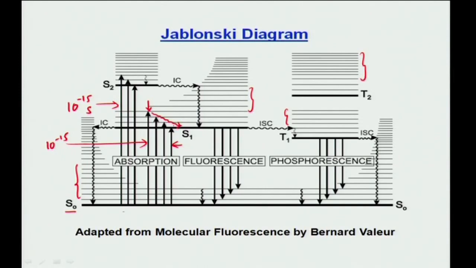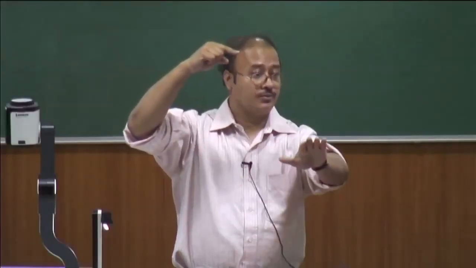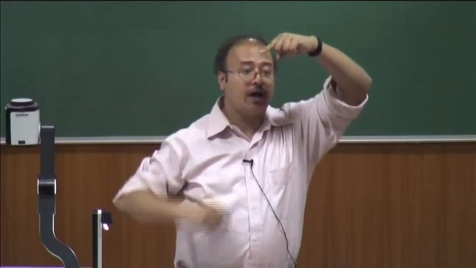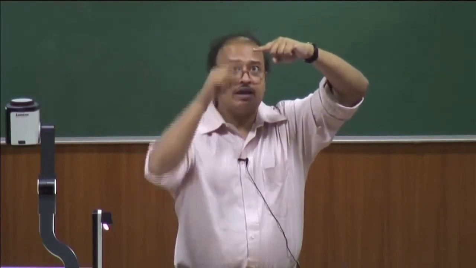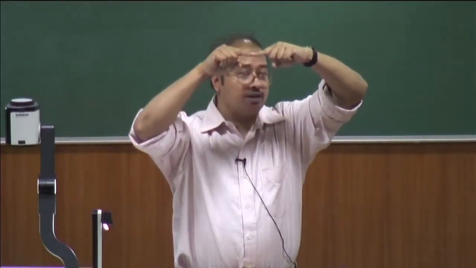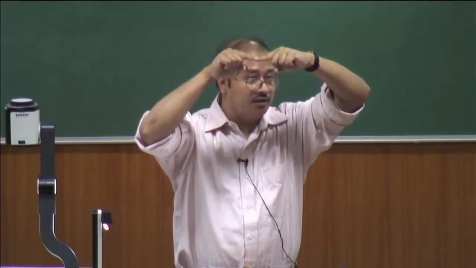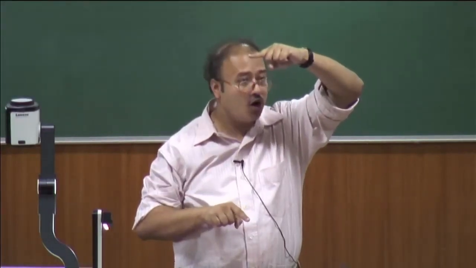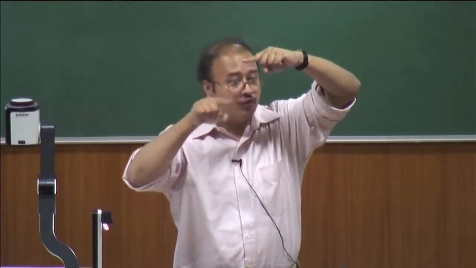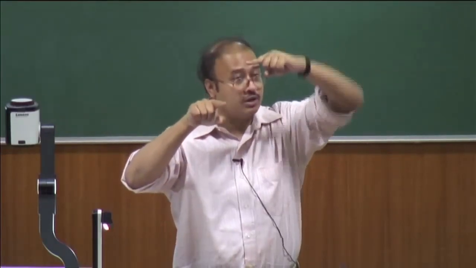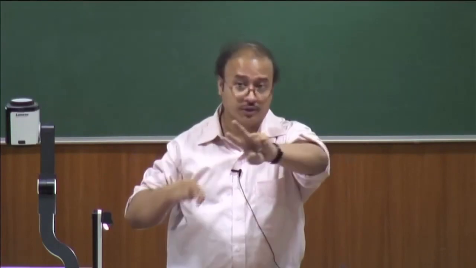So, let me tell you this again. Consider the fact that you have gone to the highest vibrationally excited state of S1, right? So, that means you are already in a higher vibrational energy in S1. There are two things that can happen. The molecule can relax straight from this higher level to the ground state S0, or it can lose its energy, go to V is equal to 0 of S1 and then come down. There are two ways of doing it, right?